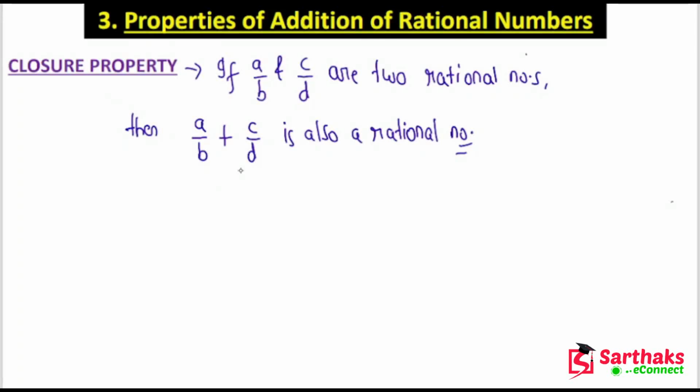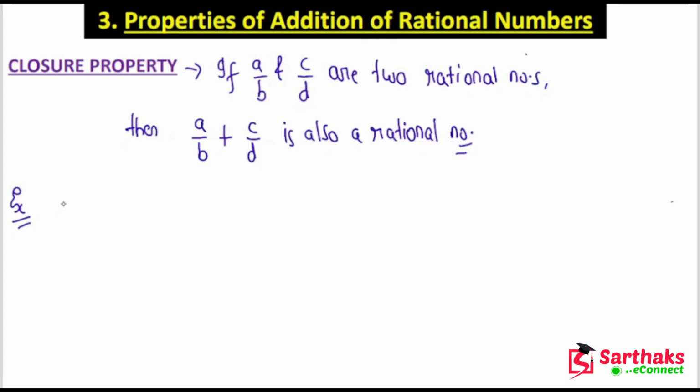Now recall that if you add two integers, then also you get an integer. So this property holds true on integers also, and we have already seen that rational numbers are a superset of integers, that is, integers are part of rational numbers. So this property is true for rational numbers, it is always true for integers. Let us verify them for the rational numbers. Let us take an example.